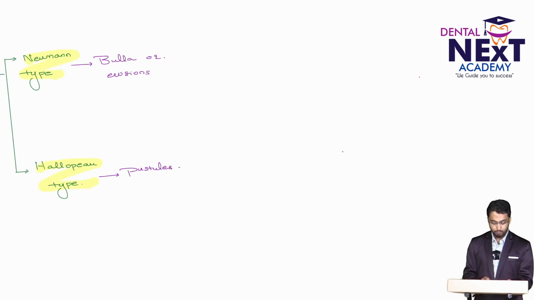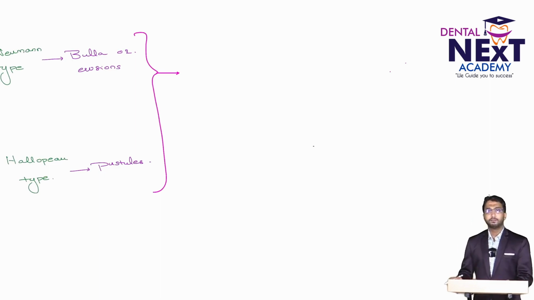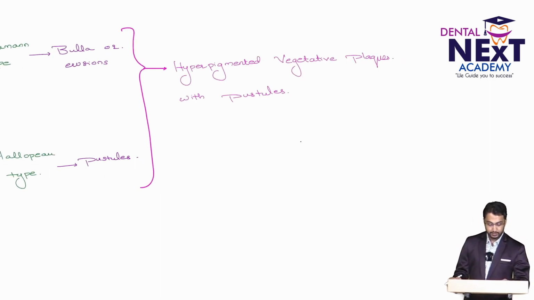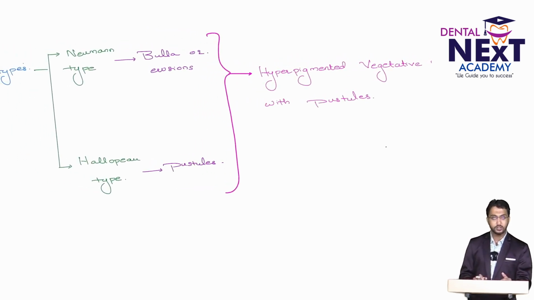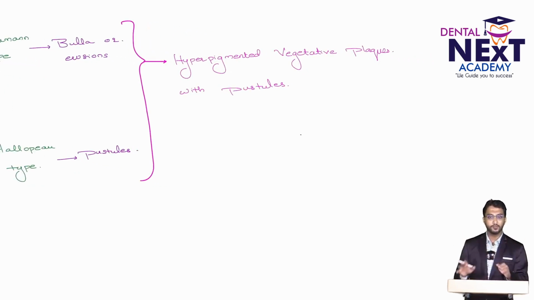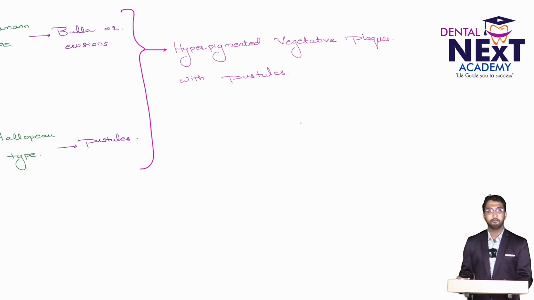Remember, in Newman you will see bullae or erosions. In Hallopeau you will see the pustules. Hallopeau and pustules, P and P, is one way you can remember it. And Newman is the other one: bullae or erosions. Now what do both of them have in common? Hyperpigmented vegetative plaques with pustules. Initially they present differently, as bullae or erosions or pustules, but later on it becomes similar, that is hyperpigmented vegetative plaques.